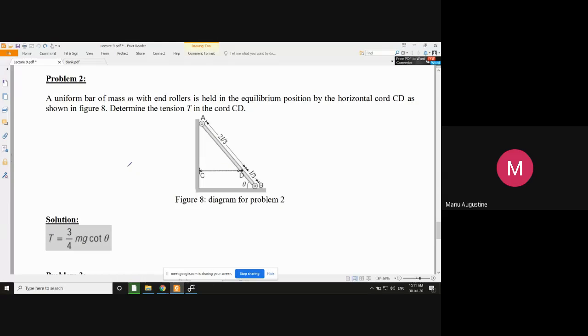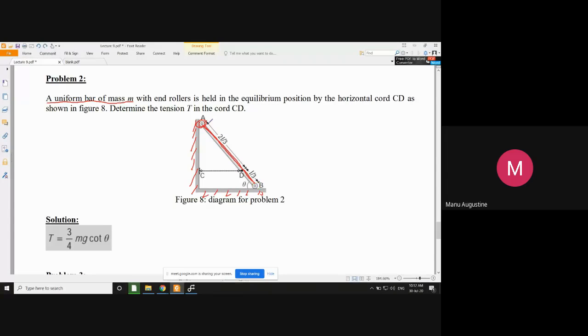Now I will come to this problem. This problem says a uniform bar of mass m. Look at this figure. This is the uniform bar, it's a rod. This rod is resting on a vertical wall. This is a vertical wall and this is the ground. And what are these? These are rollers. So we have a rod which contains rollers at both the ends, and it is simply supported on the wall.